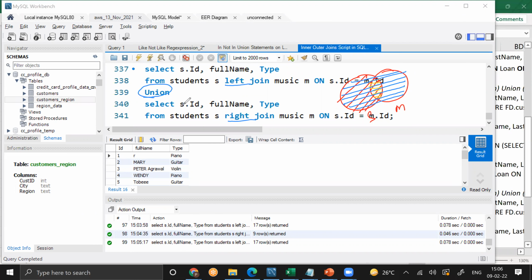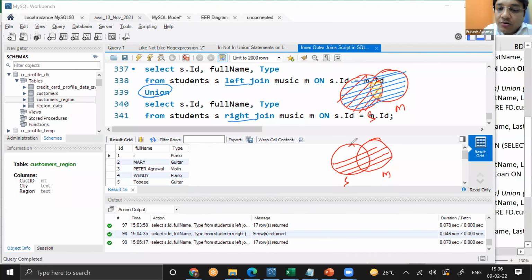I didn't get this union part. See, did you understand what we're trying to do here? We wanted the full join to give us the list of all the students playing musical instruments and the type of instrument they're playing, along with the instruments which nobody is playing, which essentially means all the rows from both the tables.